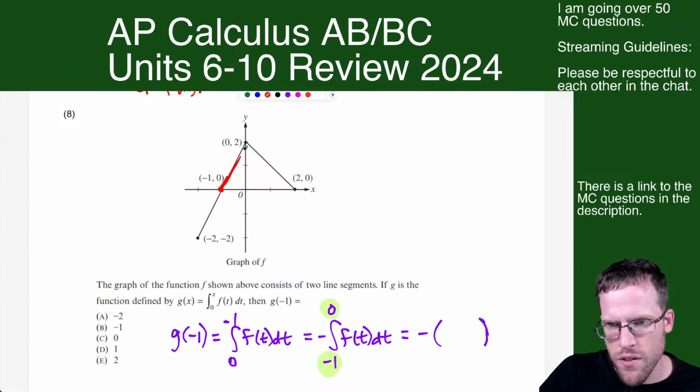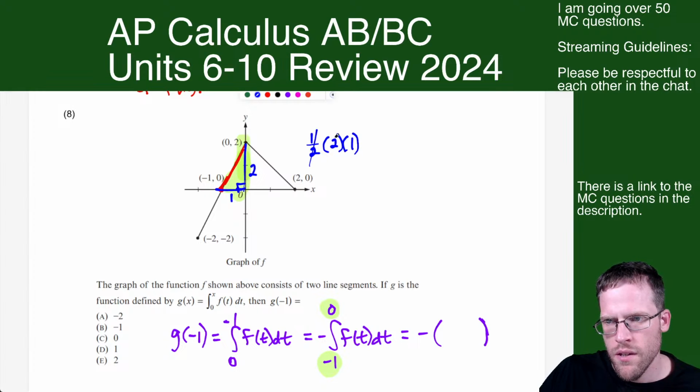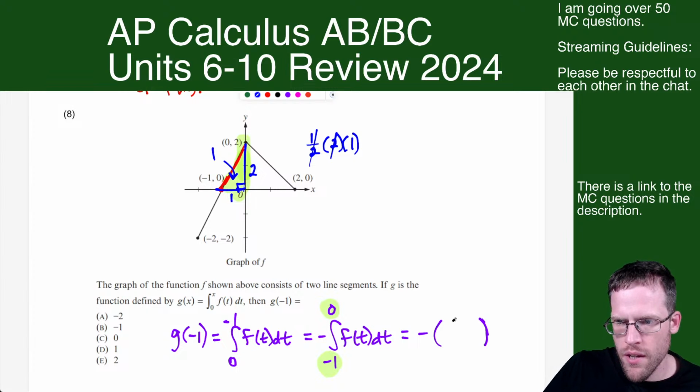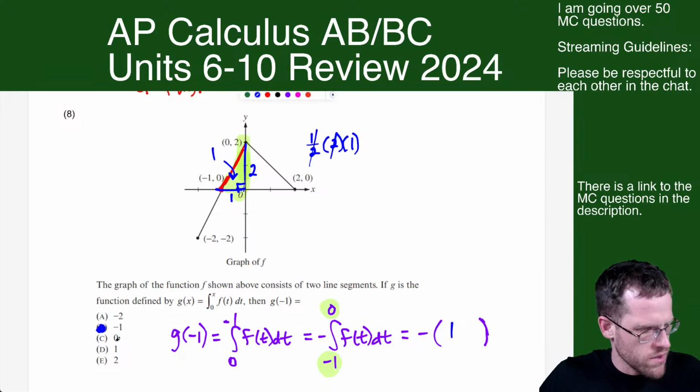And here's the function. Notice that the area under the curve we can find by finding the area of that triangle. So we just find the area of this triangle. This is 1 and this is 2. So I'm doing half base times height, or half height times base. And the area of this is 1. So I have negative, and then I have 1 like this. So this is going to give us choice B. Okay, it's choice B.